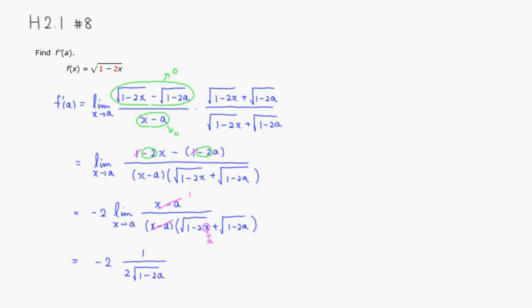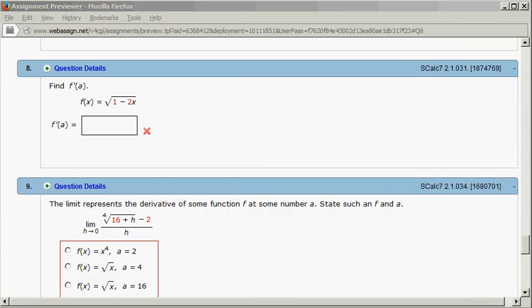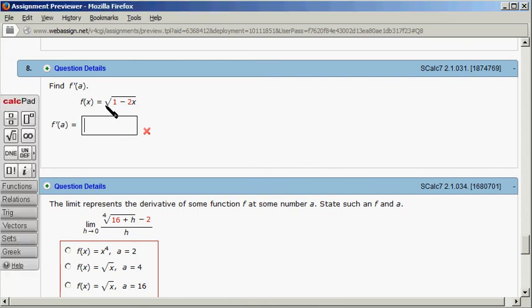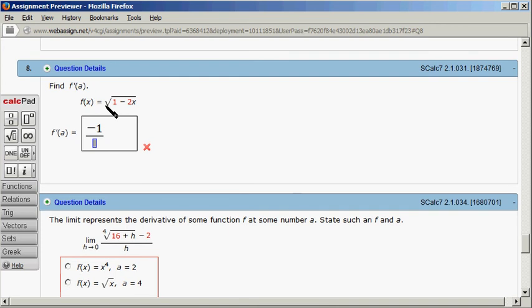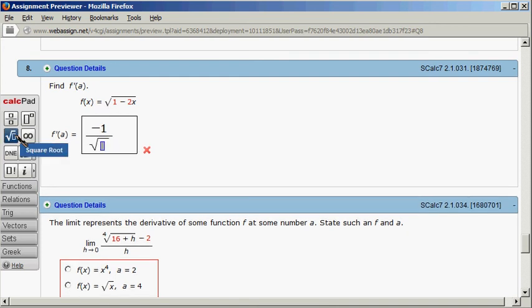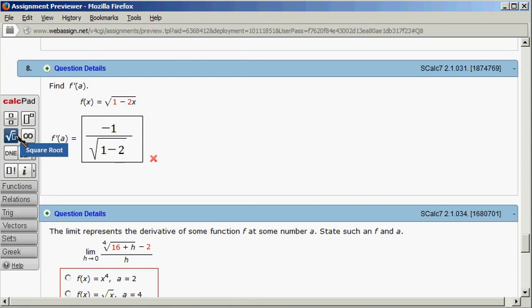Then you have a 2 on top and 2 on the bottom, which cancel out, and clean it up. You have negative 1 over the square root of 1 minus 2a. All right, so let's type this in. The derivative that we found was negative 1 over the square root of 1 minus 2a.